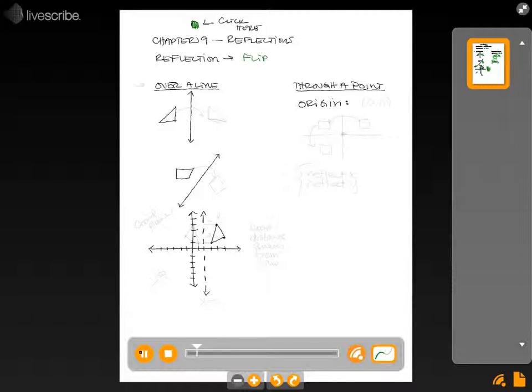So if I have a figure, I'm going to flip it over a line, or I'm going to flip it through a point. Both of those are types of reflections, and we're going to focus on those two ideas, over a line and through a point. We're going to start with over a line.